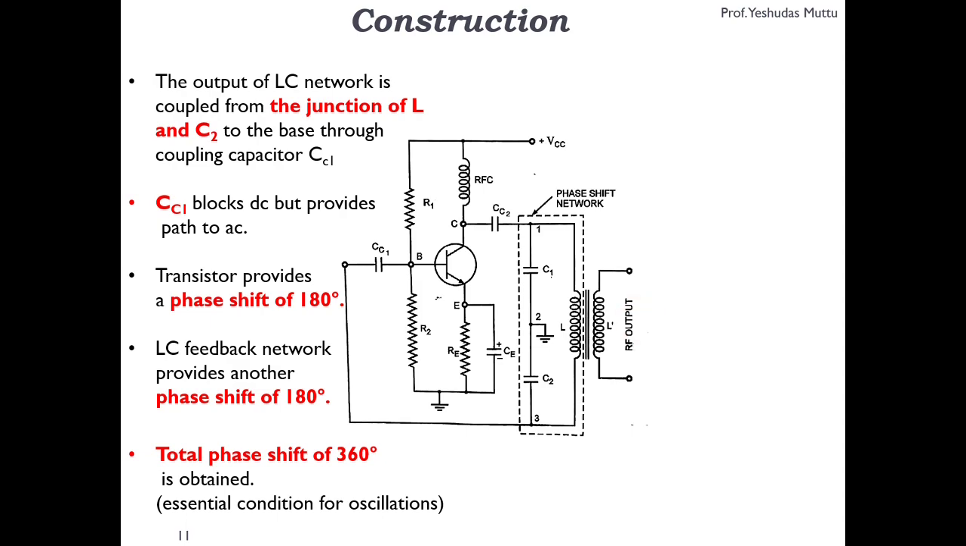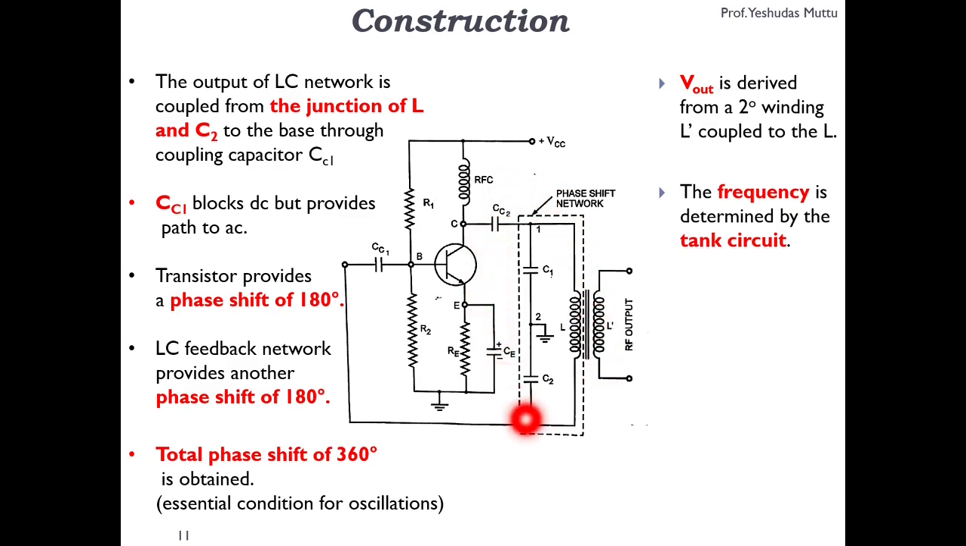Now let's look at the output. Output is achieved over here, that is at the secondary winding L dash. Now the frequency of oscillation is decided by this tank circuit. And this frequency of oscillation can be varied. And how do I vary this frequency of oscillation? It is done by gang tuning of these capacitors C1 and C2.